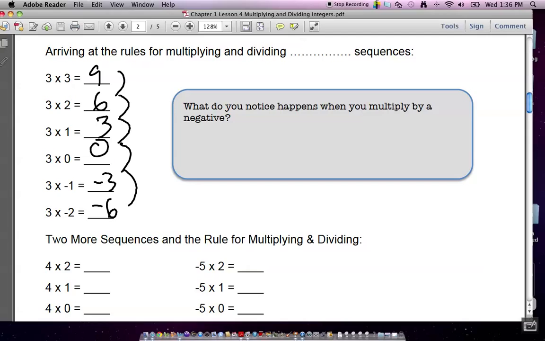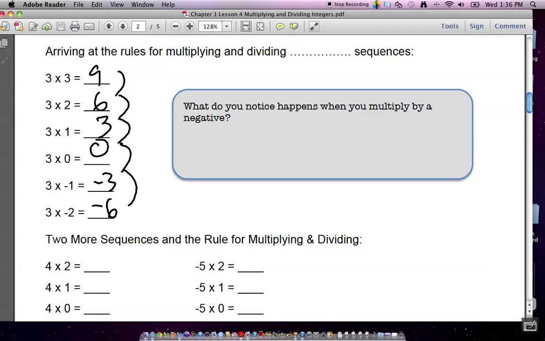Huh, wait a minute. 3 times 2 was 6. 3 times negative 2 is negative 6. 3 times 1 is 3. 3 times negative 1 is negative 3. All right. I'm watching. Seeing what's going on here.